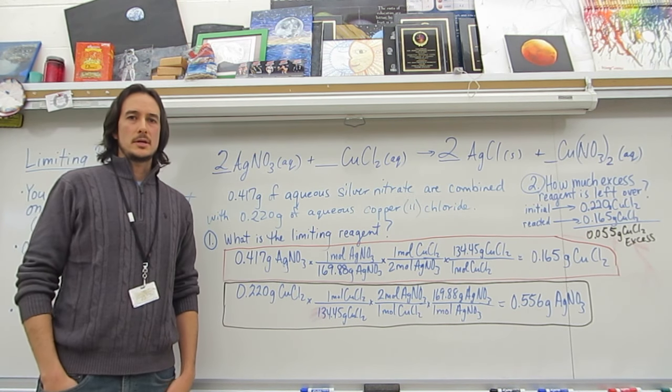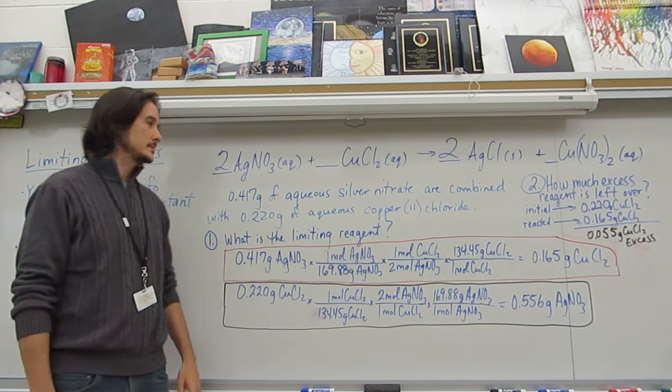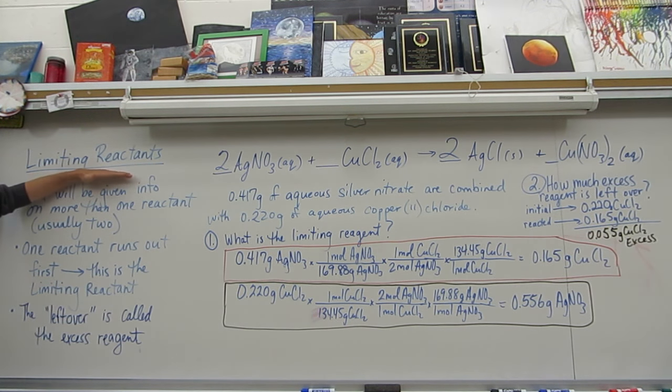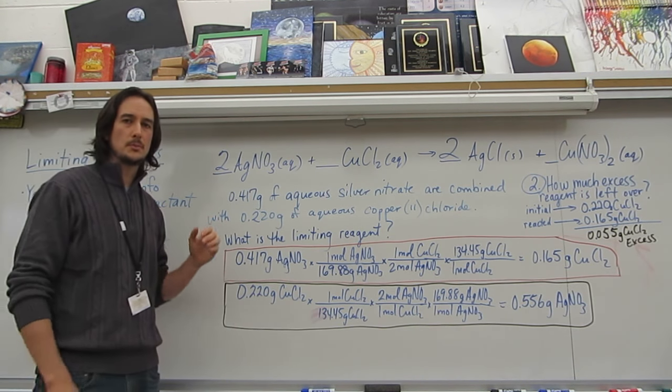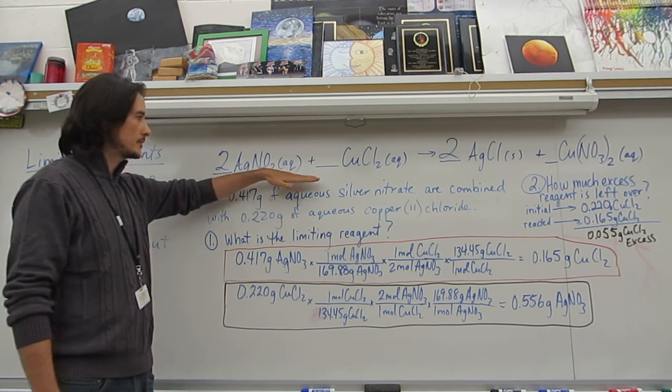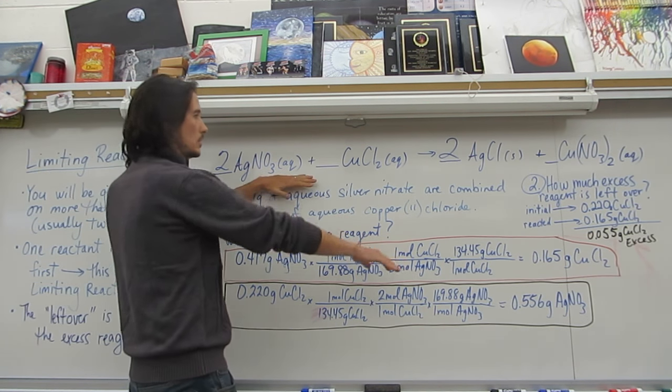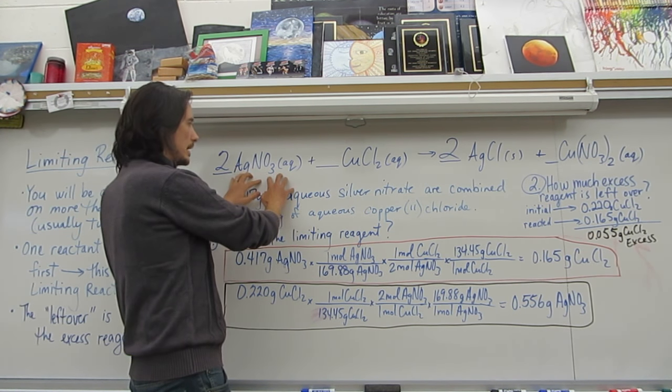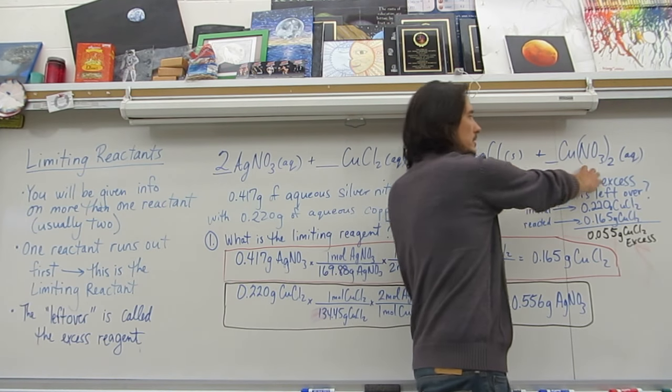Alright, so today we're going to talk about limiting reactants. So I just wrote a few things about limiting reactants here. For these types of problems, you're going to be given information on more than one reactant. I've got an equation on the board, so you can ignore all this. Equation on the board, we've got one reactant, another, and two products.